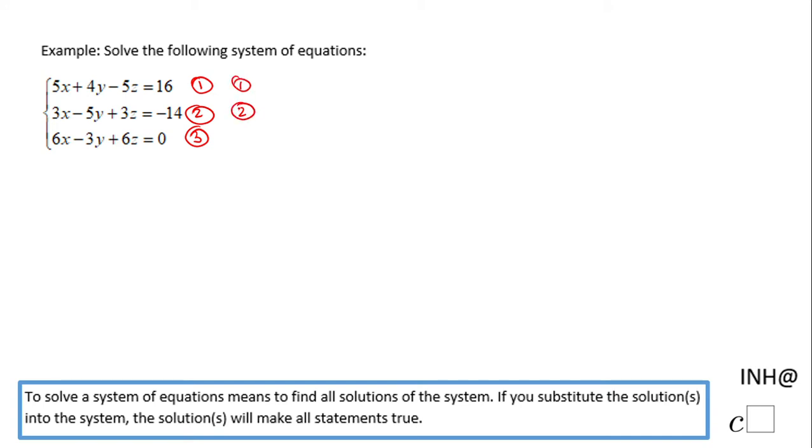And the first equation is 5x plus 4y minus 5z equals 16. And the second equation is 3x minus 5y plus 3z equals negative 14.